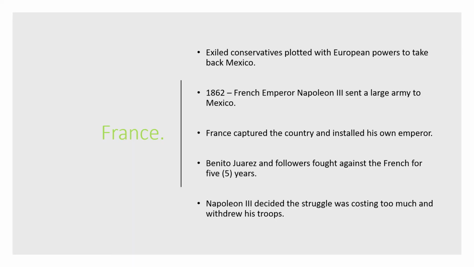Exiled conservatives, so those who were against Juarez, plotted with European powers to take back Mexico. In 1862, French Emperor Napoleon III sent a large army to Mexico. France captured the country and installed their own emperor. And Benito Juarez and his followers will fight against the French for 5 years. And after realizing that the struggle was just costing France too much, Napoleon III decided to withdraw his troops and let Mexico have control of itself.